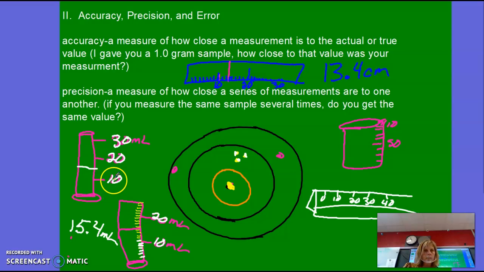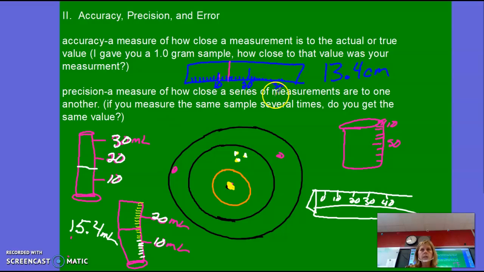So I might say this is somewhere between 10 and 20. I'm going to say it's 15 milliliters. And I can't say 15.5 or 15.25. I can only estimate that one digit beyond what I actually can measure with the device.